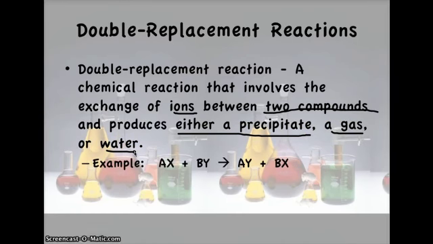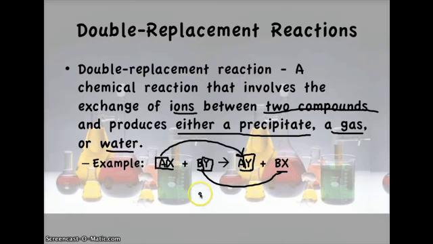So if we look at our example, we have AX plus BY. Remember, Y is something new, yields AY plus BX. So it's kind of like square dancing, if you've ever heard of like do-si-doing or something like that. You switch partners. So A starts out with X, but at the end of the equation, A switches partners, ends up with Y on the product side. Same with B. B starts with Y, at the end ends up with X.